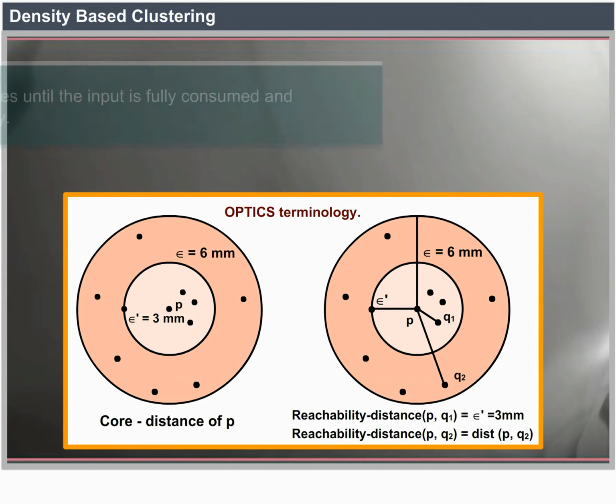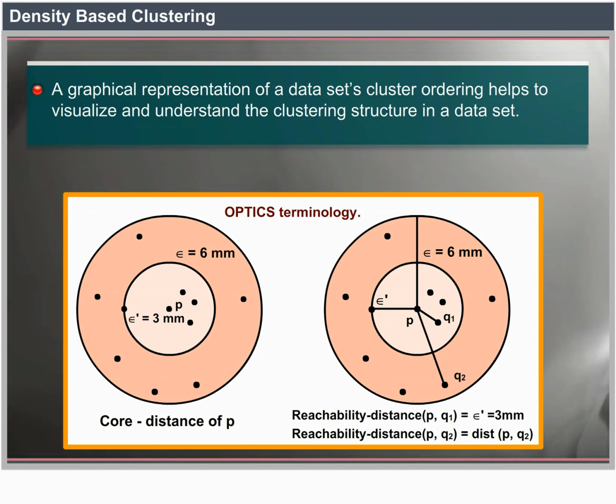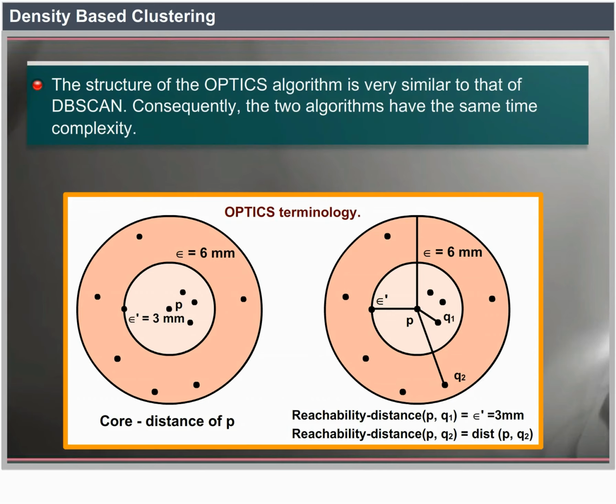A dataset's cluster ordering can be represented graphically, which helps to visualize and understand the clustering structure in a dataset. The structure of the OPTICS algorithm is very similar to that of DBSCAN. Consequently, the two algorithms have the same time complexity.